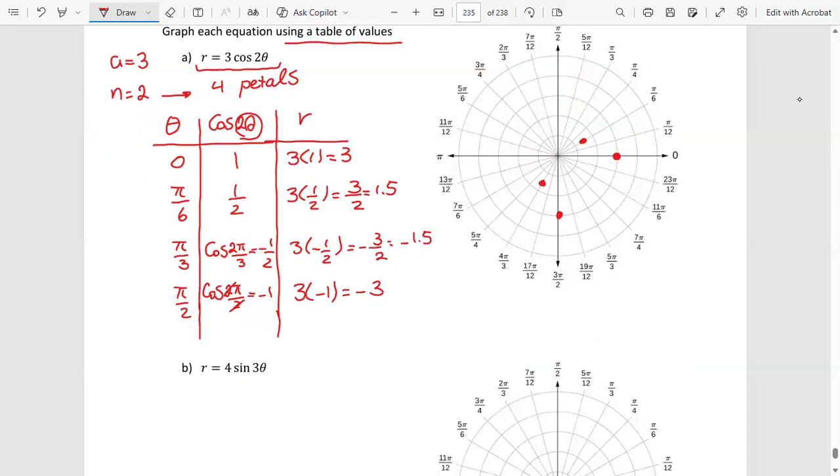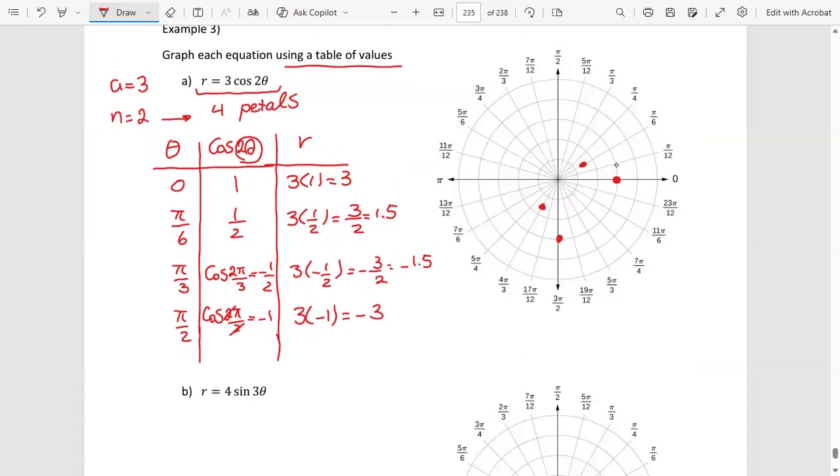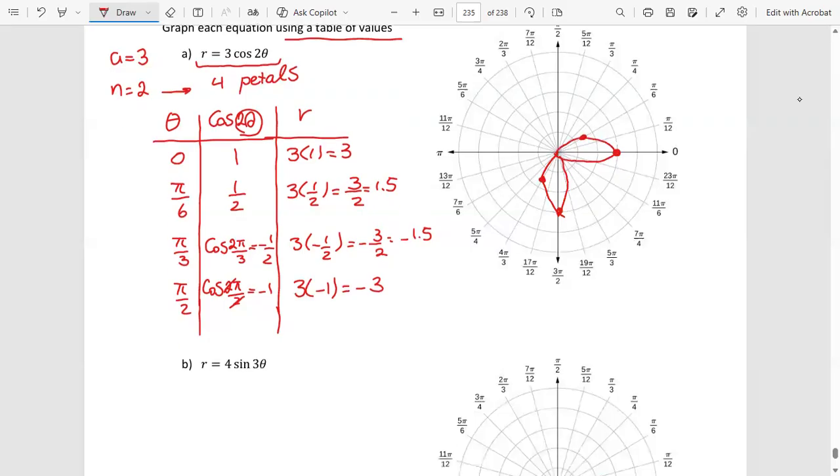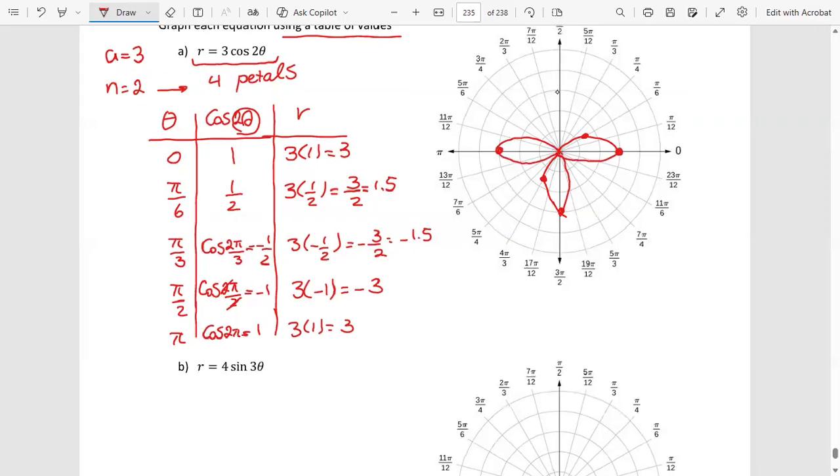So far I can see that I have 2 petals. You can see the petal. And I should have 2 other petals. That means I can replace pi. If I replace pi, the cosine of 2 pi is 1, and 3 times 1 is 3. So for pi, we are at this point. That means we have another petal here. And we should have another petal on this side as well.